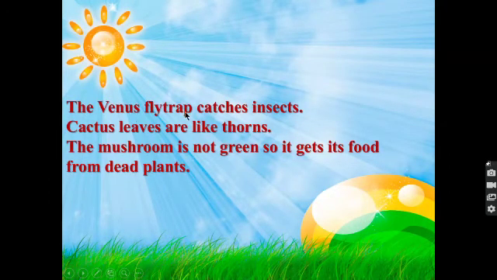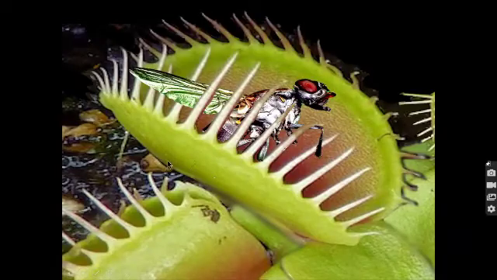The Venus flytrap catches insects. Cactus leaves are like thorns. The mushroom is not green, so it gets its food from dead plants. So look at this picture, it is a Venus flytrap, and you can see here it catches the insects in its trap. When any insect sits on it, it closes its leaves and it traps the insects.